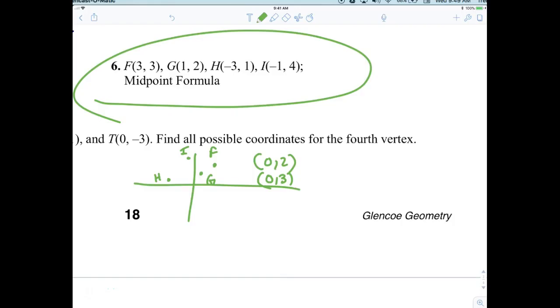What two x's did you use? I drew it out and rough sketched it so I could see that FH would be considered the diagonal. Oh, so you just did it. Okay. And then I knew that IG would have to be the diagonal. Yep, that's good. So then I just looked at those letters and did the average of the x's and the average of the y's.